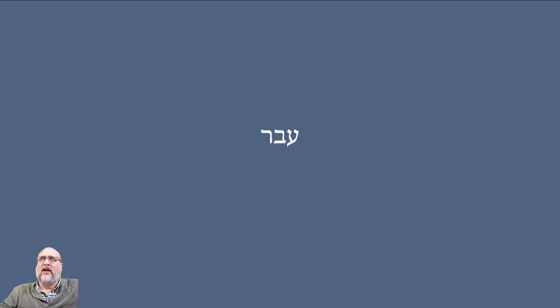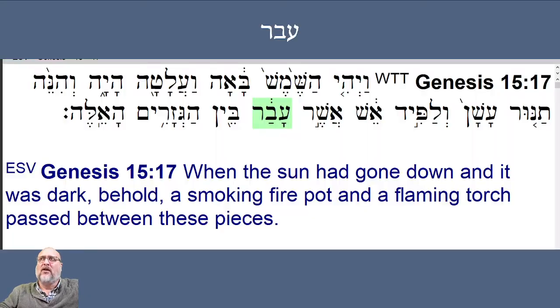Some people think that the word Hebrew may be related to this word. Here's a place where it appears in the text. And it came about as the sun was going down, that behold, a smoking fire pot, and a tanur, and a torch. So there came about darkness. Behold, a furnace of smoke and a flame of fire, which pass between these cut pieces.